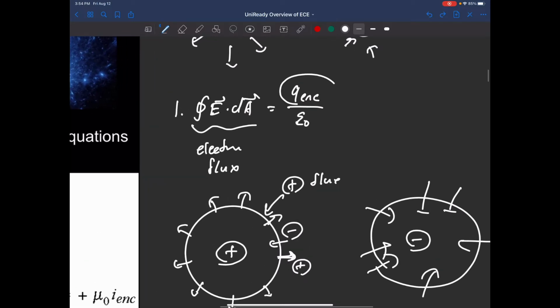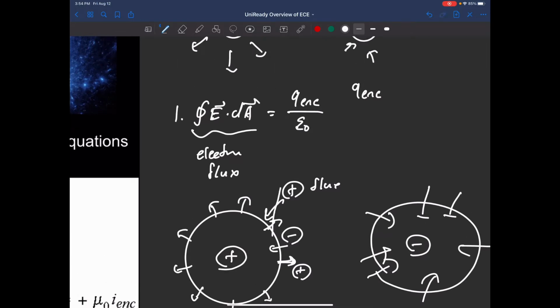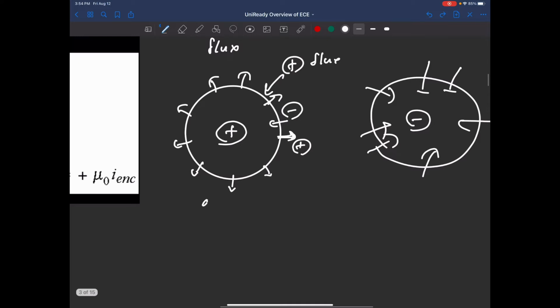So this quantity here, this Q enclosed, is the sum of the charges inside the closed surface. In our cases, with these two examples, you only have a single charge inside the surface. So in this case, Q enclosed is equal to some positive charge that corresponds to whatever value this proton has. And in this case, the Q enclosed is some negative charge.